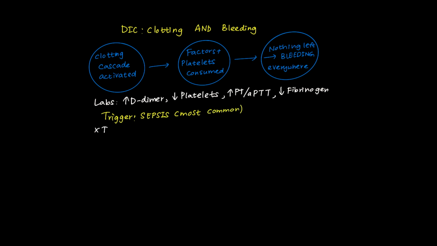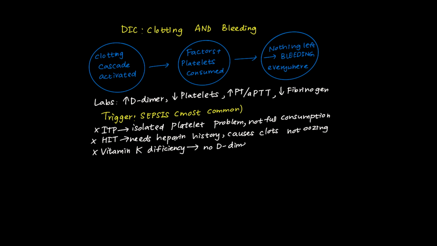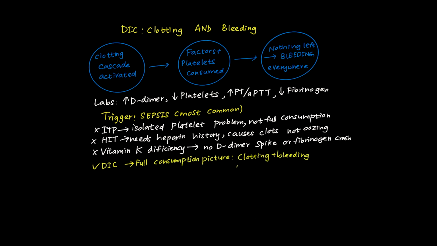ITP doesn't fit because ITP involves isolated platelet destruction, not this full consumption picture with low fibrinogen and prolonged clotting times. HIT requires prior heparin exposure and mainly causes clots, not diffuse oozing. Vitamin K deficiency affects factor production, but doesn't give you the D-dimer elevation and fibrinogen crash.